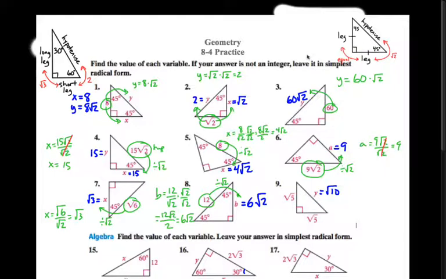Finally, number 9. Do you notice it doesn't show you 45 degrees here? However, it's isosceles because both of those sides are square root 5. In an isosceles right triangle, these two angles have to be congruent, so they have to be 45 degrees. So it's still a 45, 45, 90 triangle.